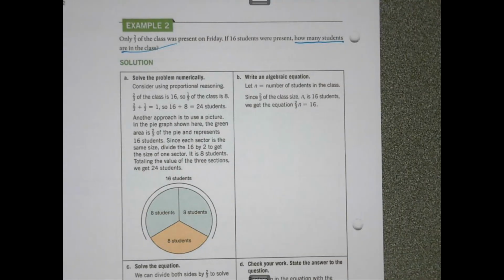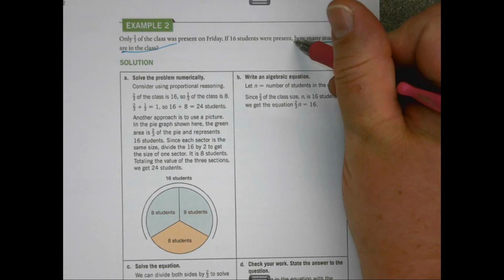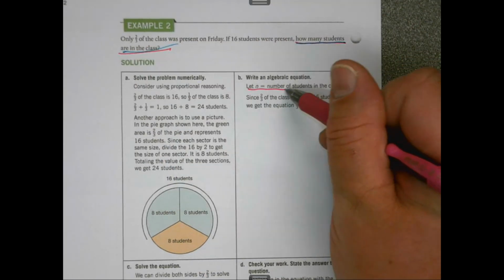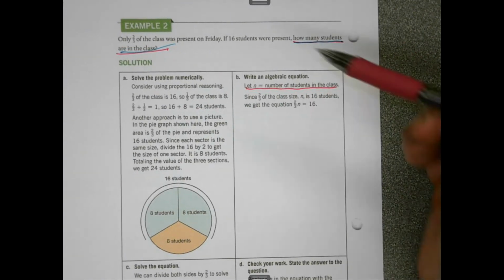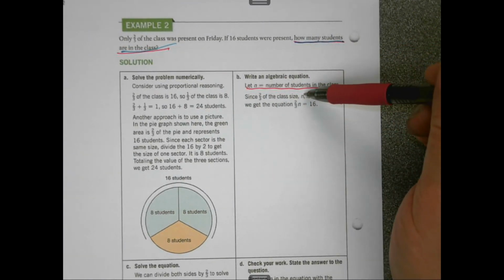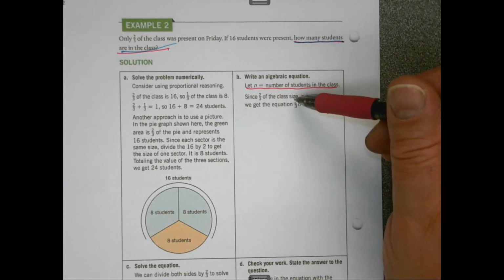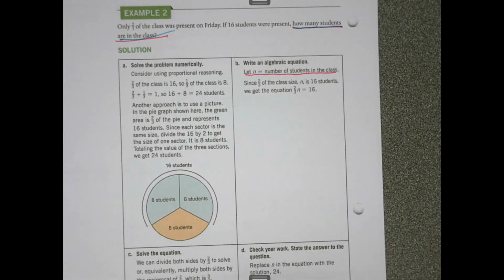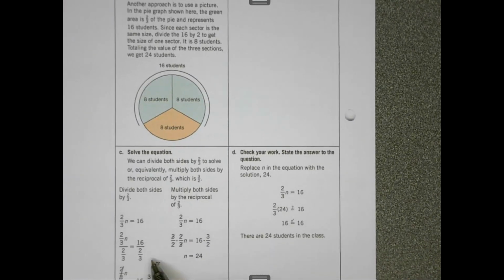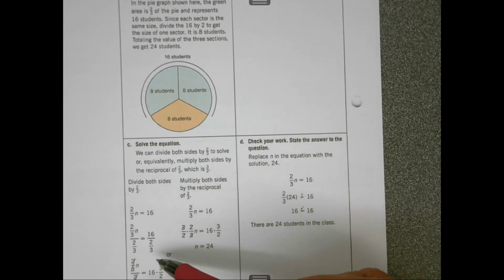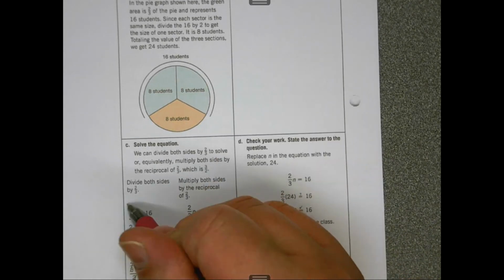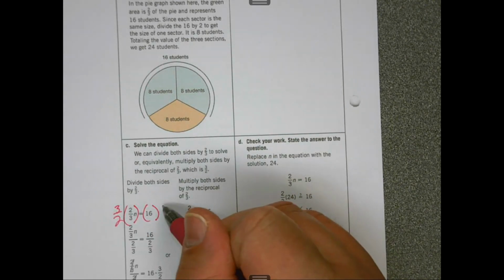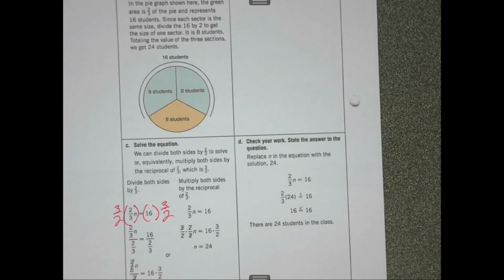And of course, solving the equation, you multiply by the reciprocal. I like to think of it as multiplying by the reciprocal, which gives you the answer of 24. And if you replace n with 24, 2/3 of 24 obviously equals 16. So let's try this in the practice problem.